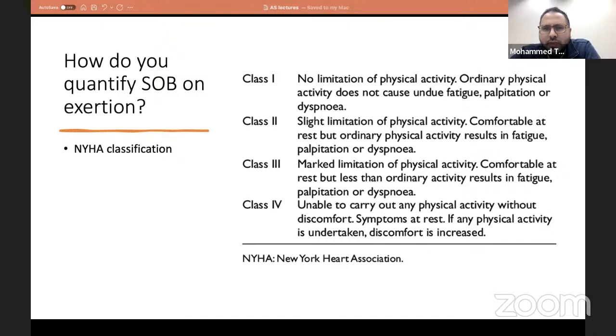Doing nothing, the patient feels shortness of breath, which is the most severe. Class 1, there is no limitation of activity. They can do strenuous activities without getting short of breath. Class 2, they have slight limitation. So they can do some activity, but if they push it a little bit, they start to get symptoms. Class 3 is marked limitation. So whenever they do anything, even walking inside their household, they will get symptoms. So this is the difference, okay? It's very important to quantify exactly how much symptoms the patient has.